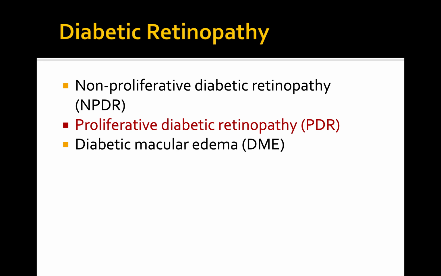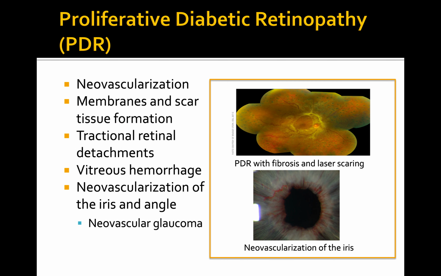Next, let's talk about proliferative diabetic retinopathy, or PDR. In PDR, one will see areas of neovascularization, membranes and scar tissue. In advanced cases, one may see tractional detachments, vitreous hemorrhage, neovascularization of the iris and angle, and neovascular glaucoma.